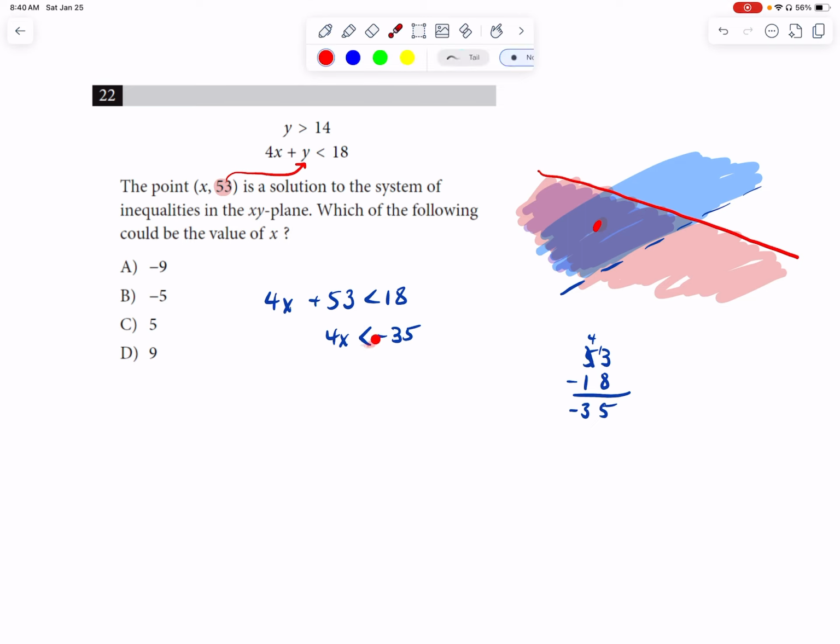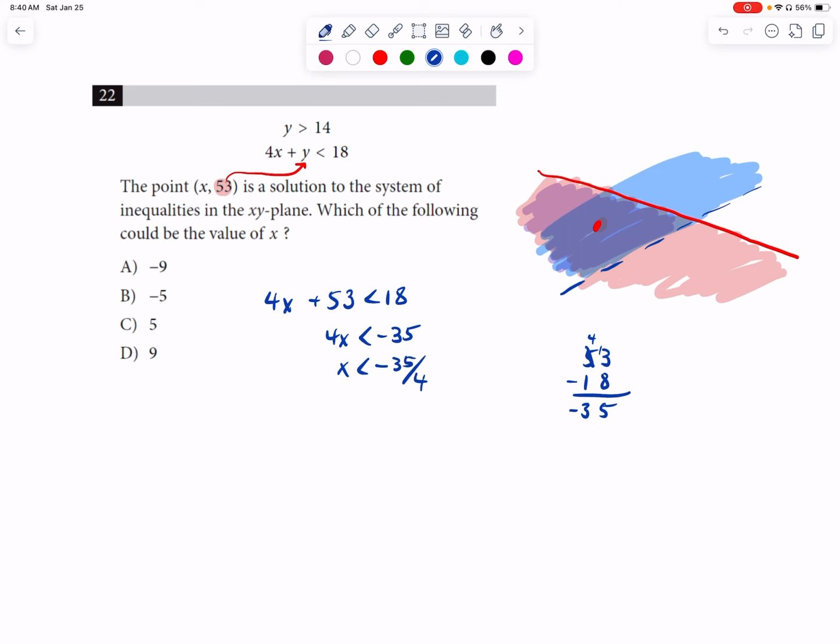Now, you don't switch this inequality sign, not unless you're going to multiply or divide by a negative number, which we didn't do. We just subtracted over a number. Okay, so dividing by 4, we have x is less than negative 35 over 4.